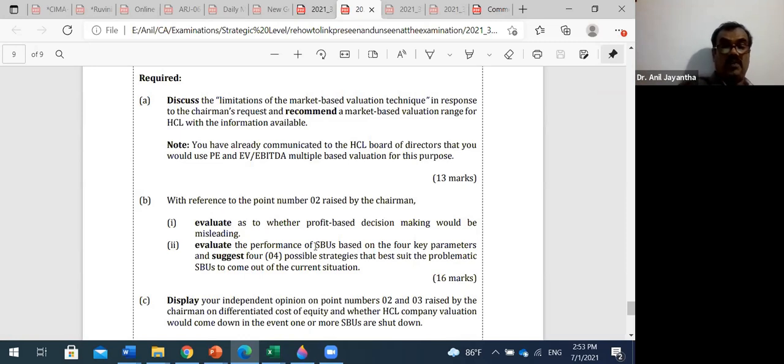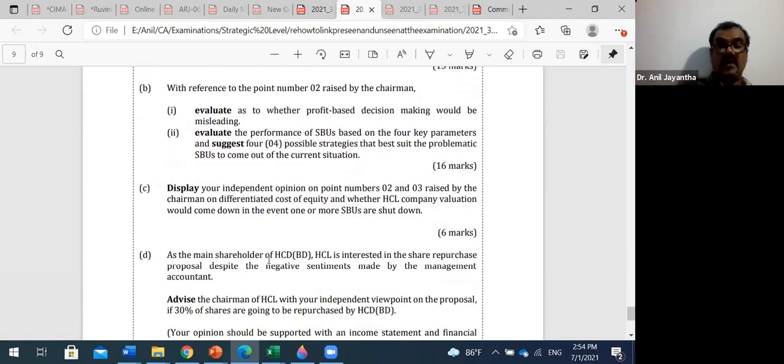Evaluate the performance of the strategic business unit based on 4 key parameters, and suggest. So the parameters need to be taken into account, and suggest 4 possible strategies. So it's clear. In the evaluation, you can talk about both pros and cons, but when you suggest, only merits, not demerits. So quickly look at the other question as well.